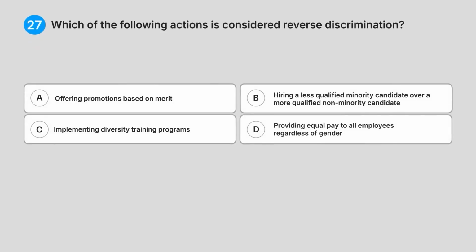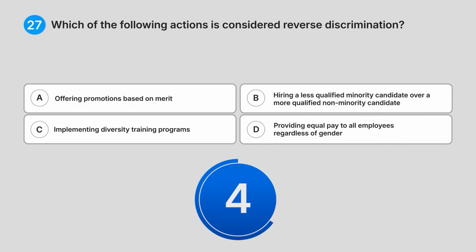(27) Which of the following actions is considered reverse discrimination? A. Offering promotions based on merit. B. Hiring a less qualified minority candidate over a more qualified non-minority candidate. C. Implementing diversity training programs. D. Providing equal pay to all employees regardless of gender. Can you guess the answer?